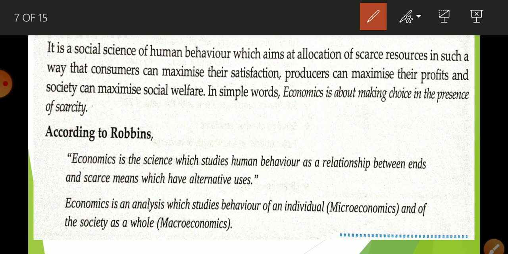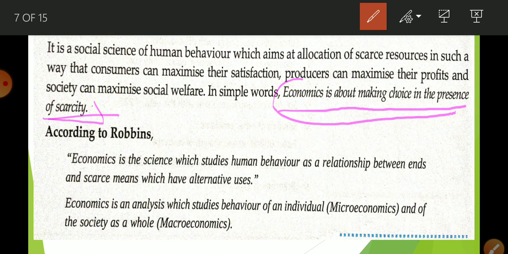Now in one line, what is economics? Economics is about making choice in presence of scarcity. So in just one line you can write: economics is about making choice in presence of scarcity.